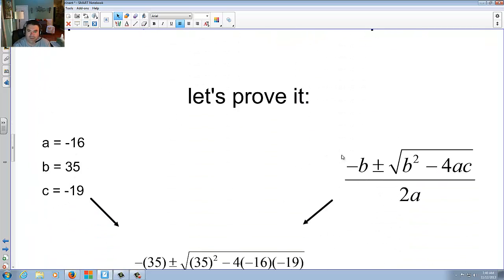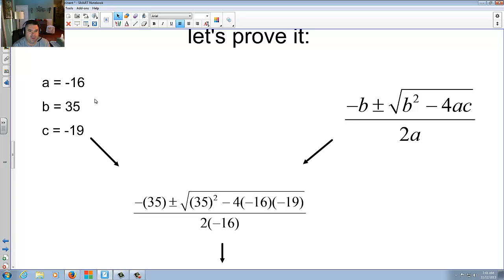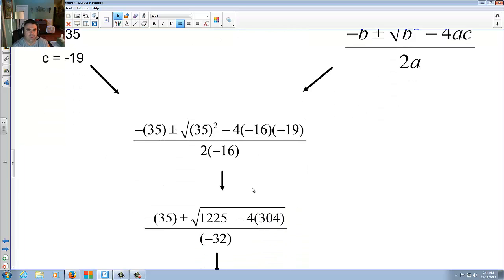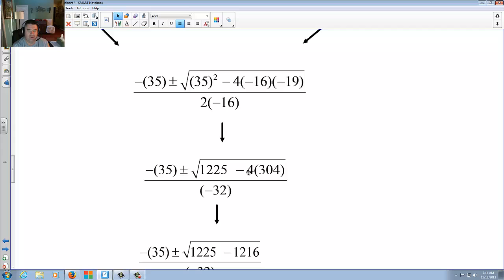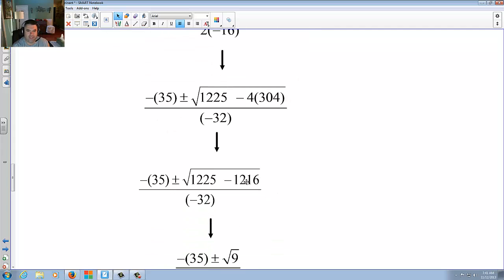We'll go ahead and plug it into the Pythagorean theorem. Not Pythagorean, I knew I was going to say that. Plug into the quadratic formula. Go ahead and plug in. A is negative 16, B is 35, C is negative 19. I'll spare you all the long math. You could calculate it if you want. It gets to this. 4 times 304 makes this.